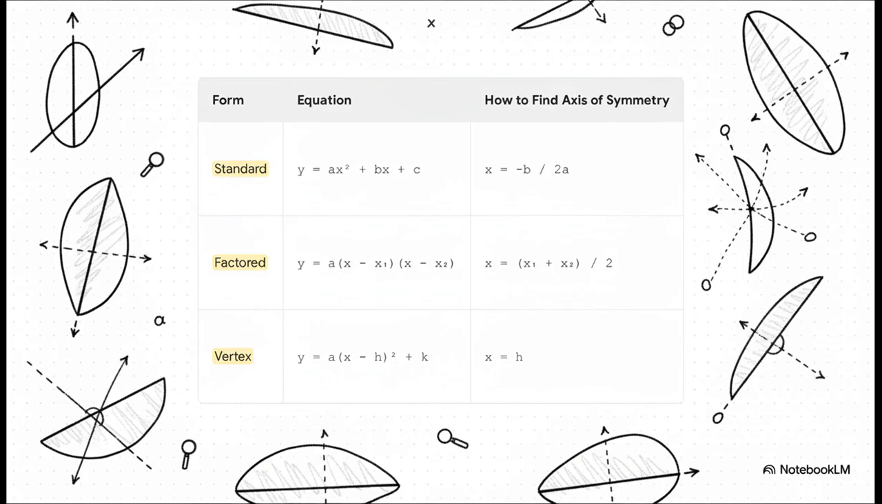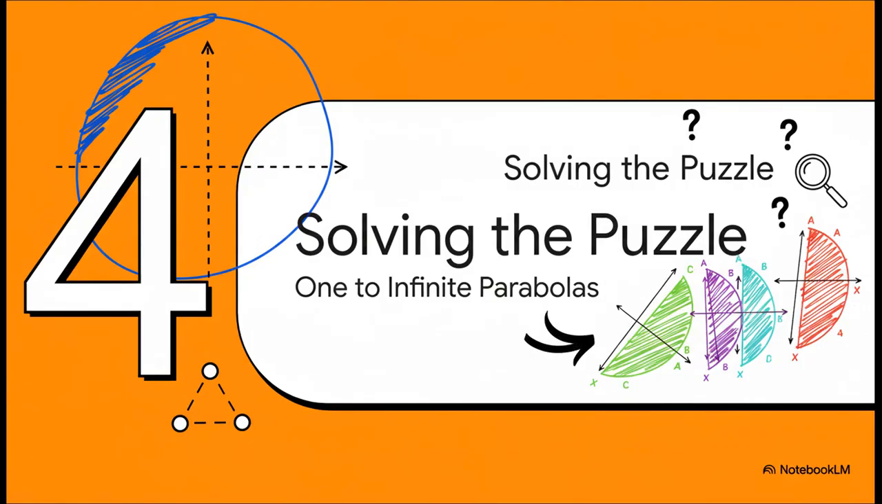And the really cool thing is, this idea of finding the midpoint works no matter what form the equation is in. For the standard form, yeah, we use x equals negative b over 2a. But if you have it in factored form, you just average the 2 roots. And if it's in vertex form, it's even easier. The axis of symmetry is just staring you in the face. It's x equals h.